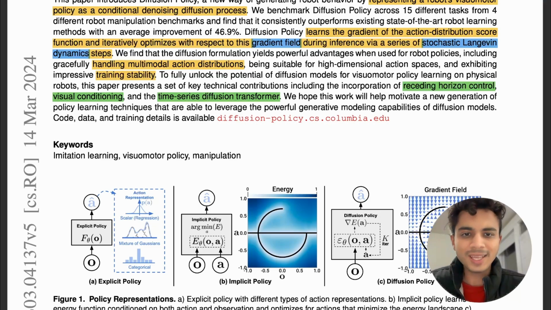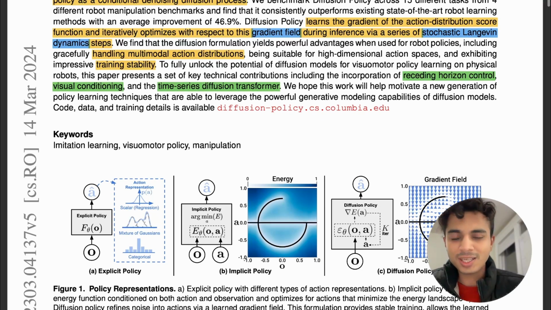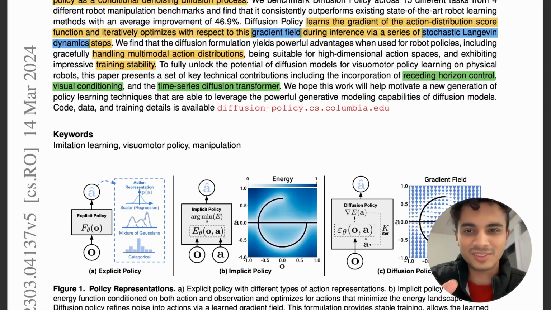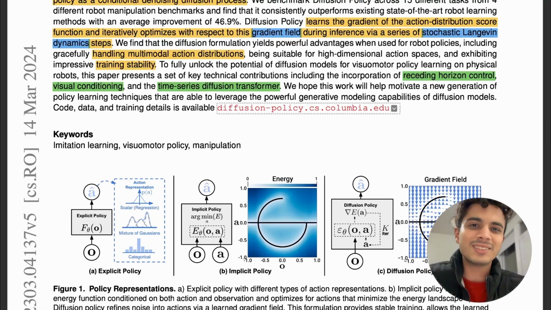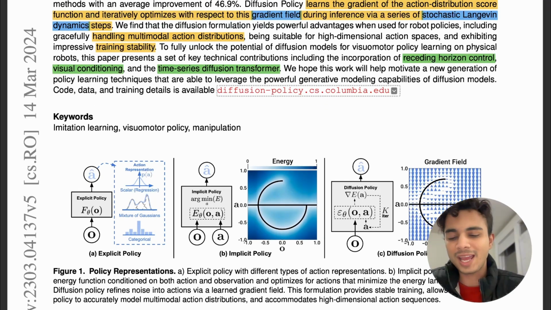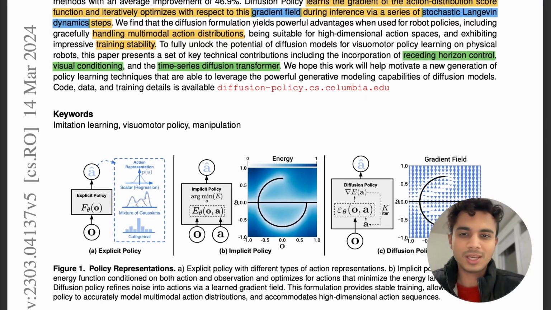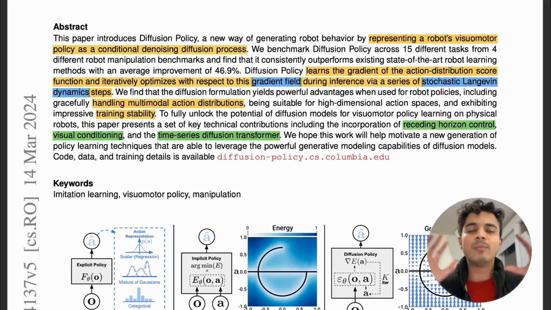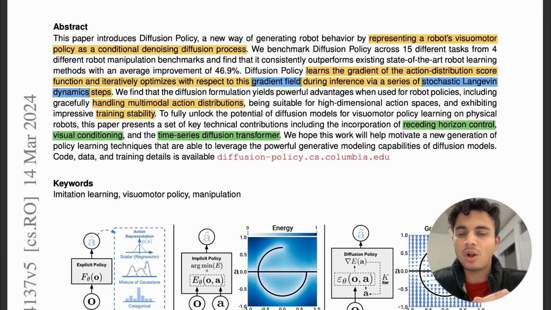Fine, okay. So the key technical contributions include the incorporation of receding horizon control. Very amazing. We'll look into that. Visual conditioning, another good concept, and the best thing that this paper is trying to bring, in my opinion, is this time series diffusion transformer. This is another kind of transformer which takes as input a noisy image and gives as output a sequence of actions. We'll get into those details as well. This was a very broad, abstract idea of what we are going to talk about in this video. And of course, there are some numbers that we'll look into, very fascinating.